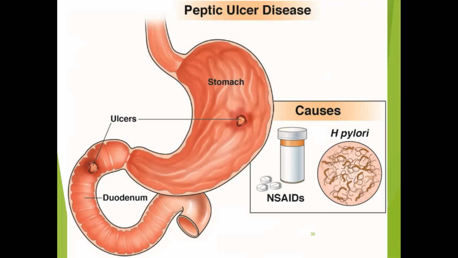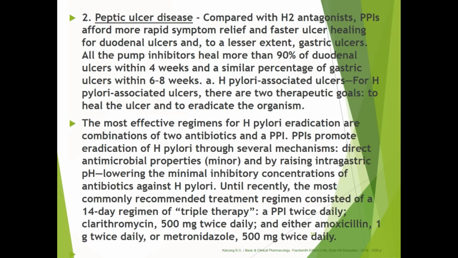When the patient has Helicobacter pylori positive gastritis, or gastritis induced by non-steroidal anti-inflammatory drugs, we must remember treatment with proton pump inhibitors. Peptic ulcer disease: these drugs provide a very quick, very intensive effect to our patients. All the proton pump inhibitors heal more than 90% of duodenal ulcers within 4 weeks, and a similar percentage of gastric ulcers within 8 weeks. With a Helicobacter pylori ulcer, we like to prescribe these treatments.